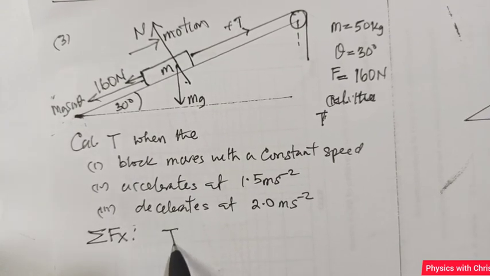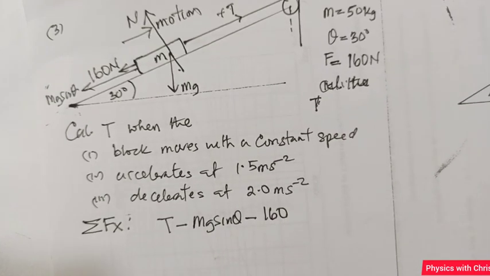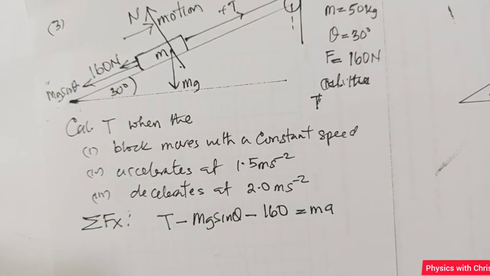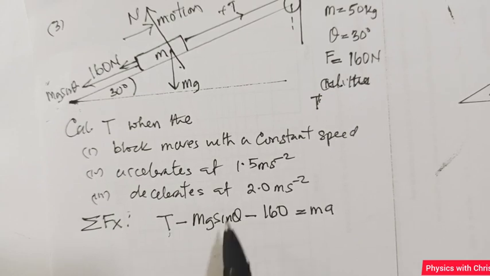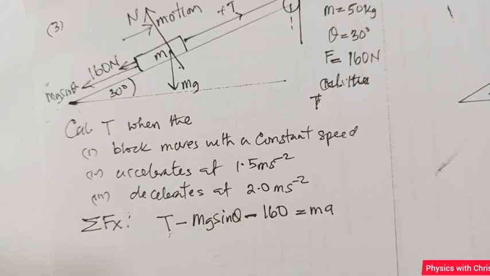Resolving along the plane, tension minus mg sine theta minus the frictional force, 160, of course that's going to be the kinetic frictional force, equals mass times acceleration according to Newton's second law of motion. This expression gives the resultant force that acts on the body of mass m. The forces minus mg sine theta and minus 160 are both acting towards the negative x-axis, so we give them the negative sign.